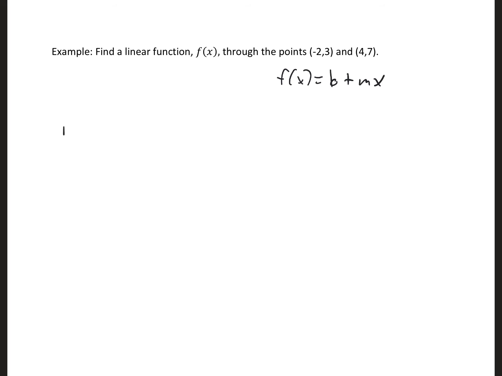So let's start off by finding the slope. We know the slope is the change in outputs divided by the change in inputs. So 7 minus 3 over 4 minus negative 2 gives us 4 over 6, which is 2/3. So far I know my slope is 2/3.